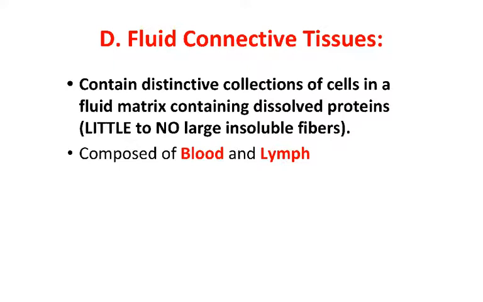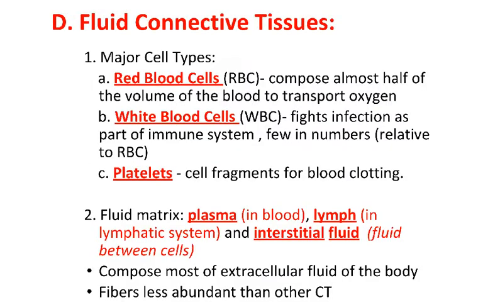So their matrix is the thick fluid that surrounds the cells. So blood has cells in it, but it's also a little bit sticky because the fluid around it is viscous. Viscous meaning a little bit thick, and that thickness is dissolved stuff. That's the dissolved stuff in this instance, the matrix of blood. Okay? So, when we talk about fluid connective tissues, the 3 main cell types we talk about are red blood cells, white blood cells, and platelets.